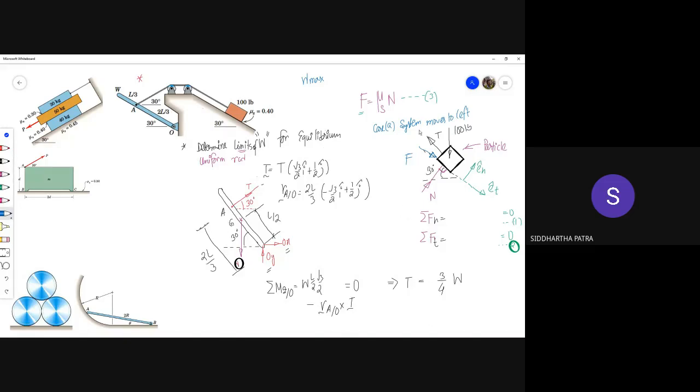But let's say if I consider this case, all you have to do is write these equations of equilibrium. The only force that is not in either the normal or tangential direction is the W. So you can obviously resolve that.